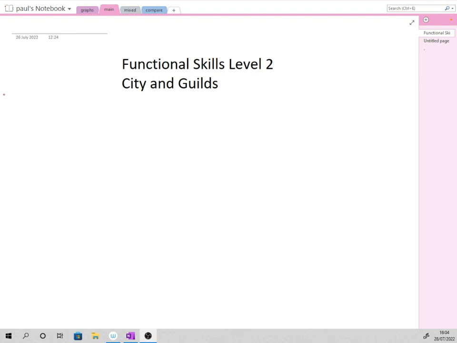This is another fractions one, and we're going to be dealing with mixed fractions and comparing fractions. First of all, we'll do the mixed fractions.